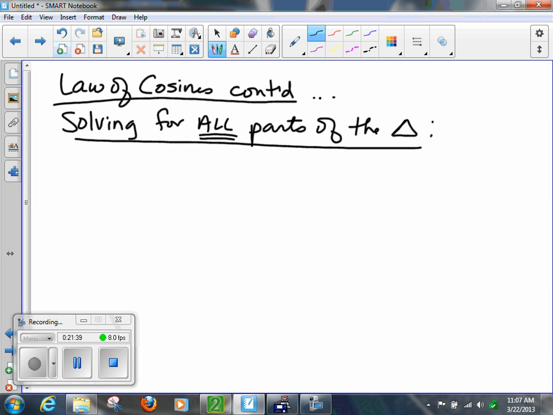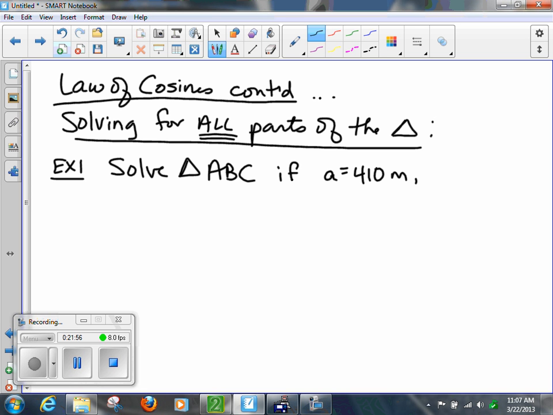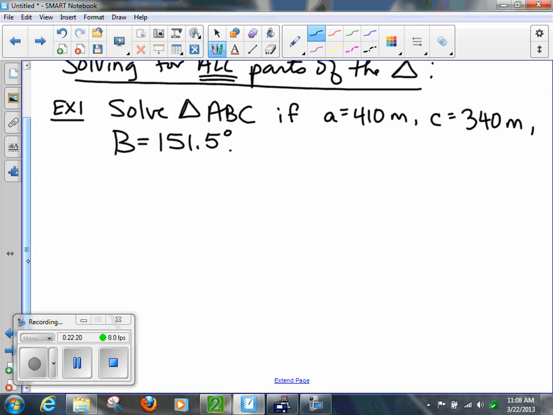Okay, solving for all parts. Here's an example of the way it might look. It'll just tell you to solve triangle ABC. Solve the triangle if A is 410 meters, C is 340 meters, and angle B is 151.5 degrees. Now look at that. We're solving for all parts.